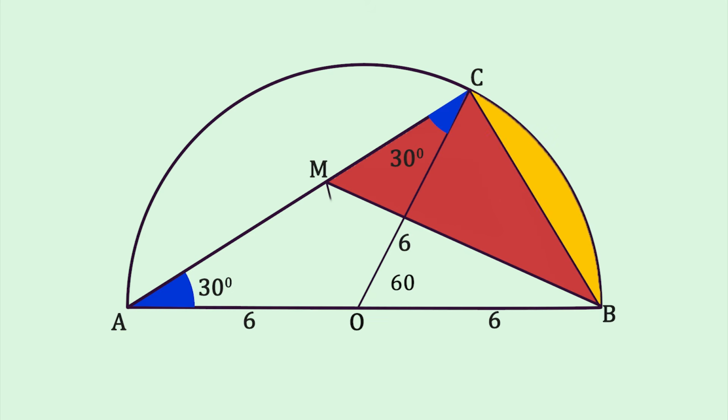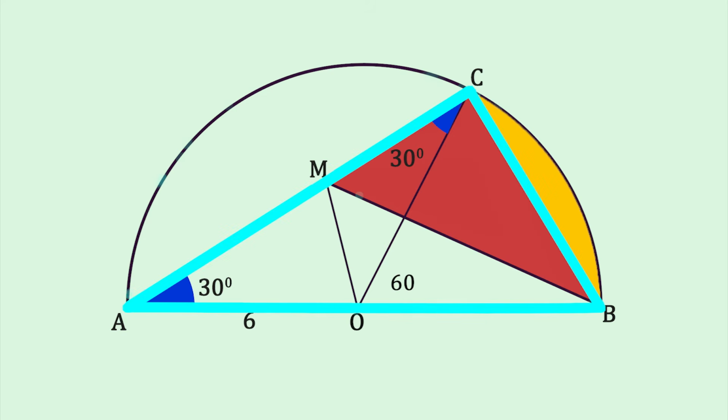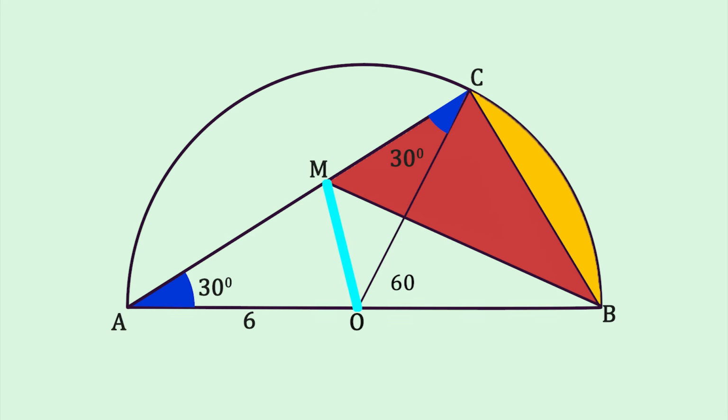Let's draw a line connecting the center, O, to the midpoint, M. Now, think back to the midpoint theorem. In the large triangle ACB, since O is the midpoint of the base AB and M is the midpoint of the side AC, the line connecting them, OM, must be parallel to the third side BC. This is the key to the entire problem.